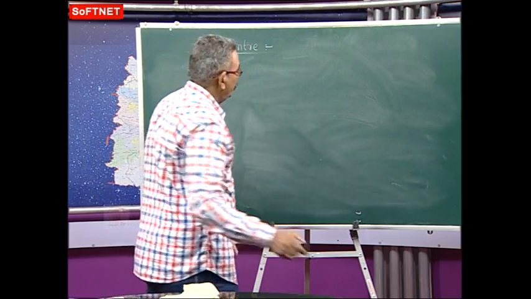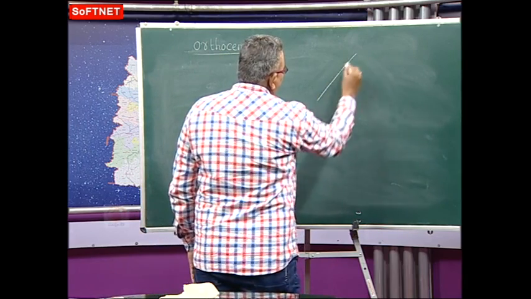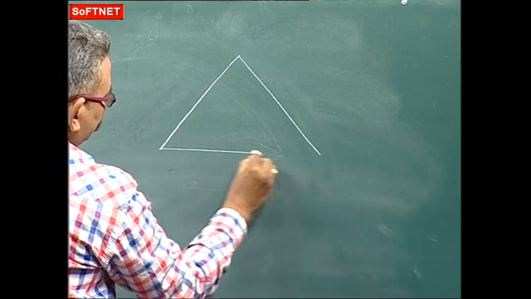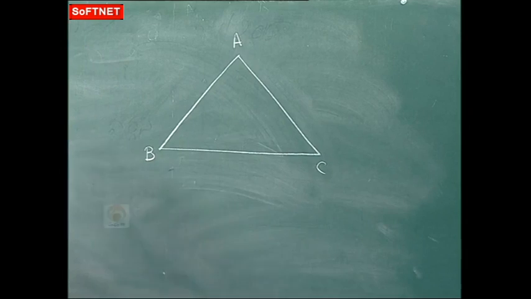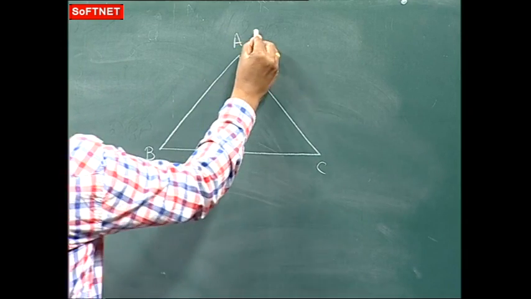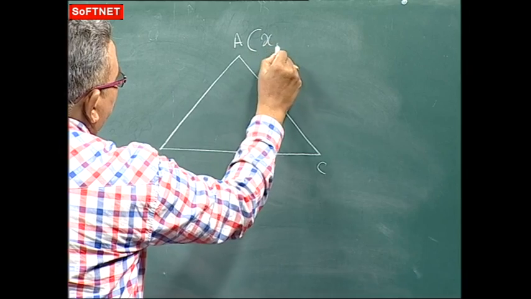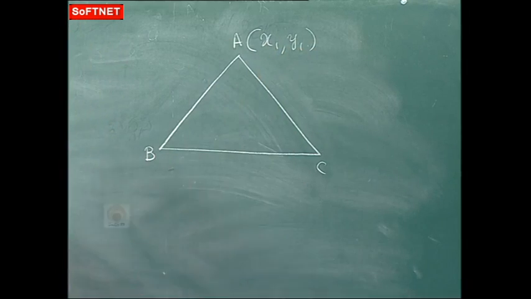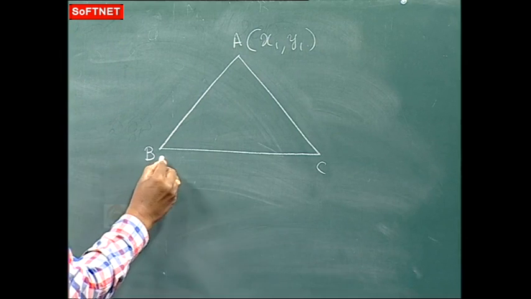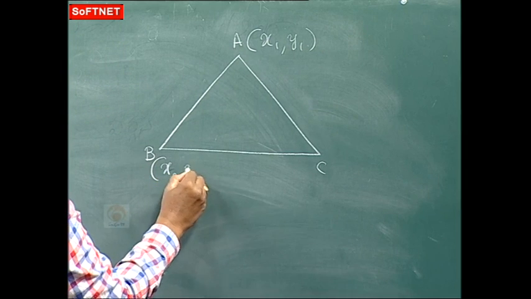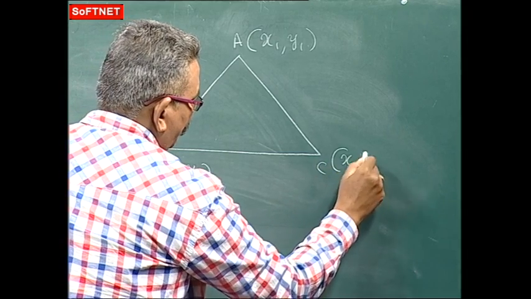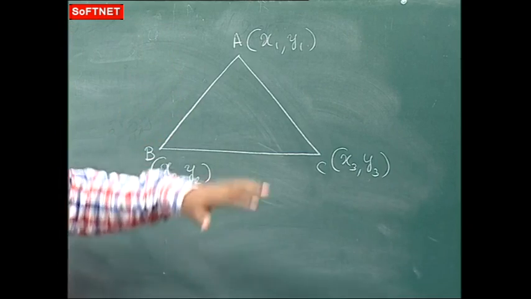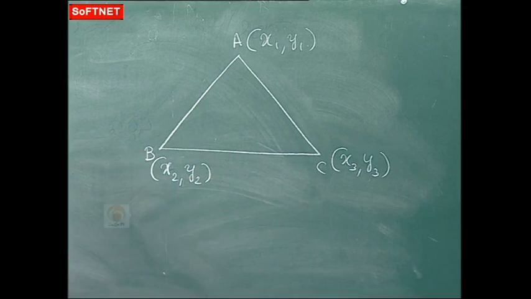Suppose triangle ABC is given. Let A coordinates be x1, y1, B coordinates x2, y2, and C coordinates x3, y3. So we have determined the A, B, C coordinates here.